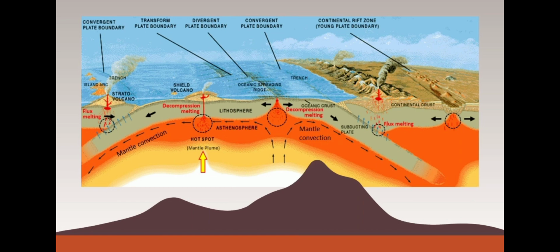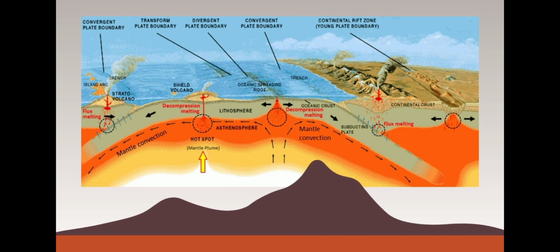In rift valleys, continental rifting can lead to the thinning of the lithosphere and upwelling of the asthenosphere, causing decompression melting. So in rift valleys, the process of melting here is decompression melting, where the thinning of the lithosphere and upwelling of the asthenosphere lead to decompression melting. The second one is the mid-ocean ridges.